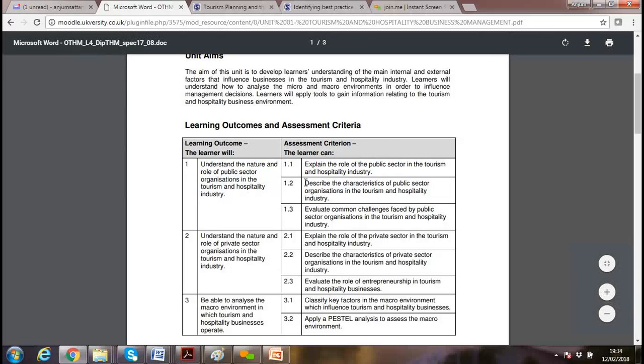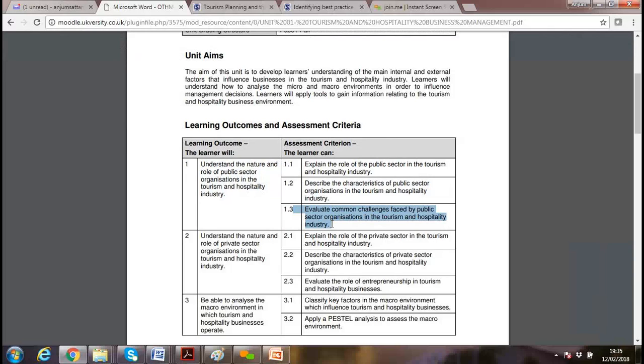And a public organization, we'll describe the characteristics and the common challenges faced in the public sector. There are a number of challenges faced, especially security issues within the hospitality industry, and how we can tackle them. Free movement of people, how we'll make sure everything is smooth. Currency exchange rates, and especially organizations making a promise but not delivering it. How the public organization as a regulator will make sure whatever they promise, they deliver.